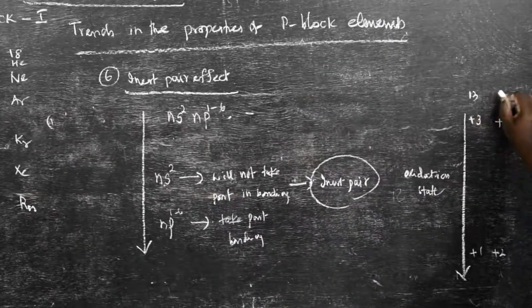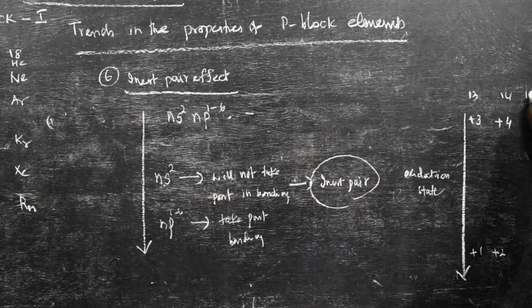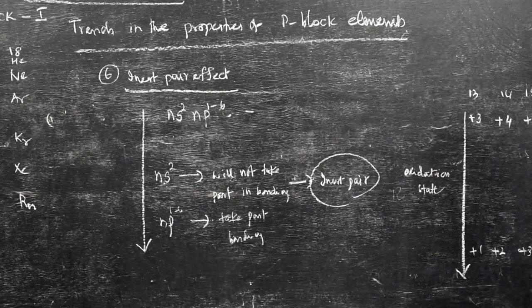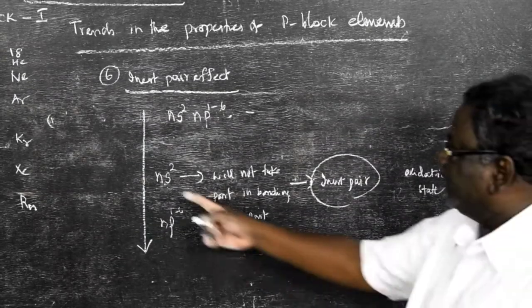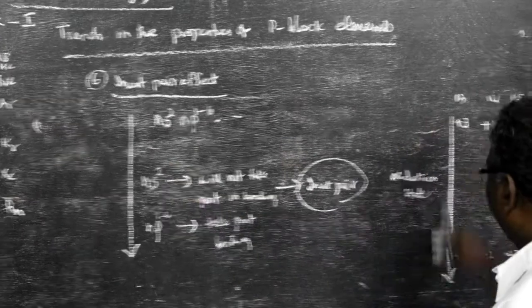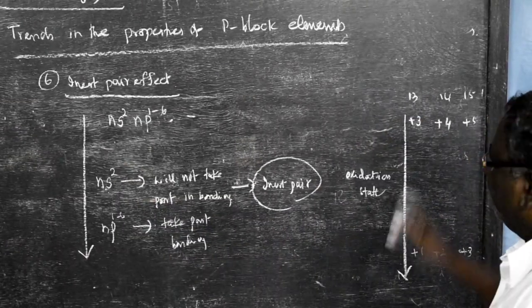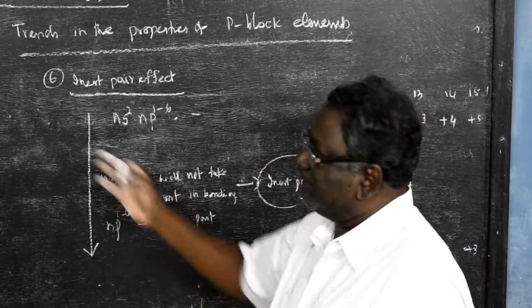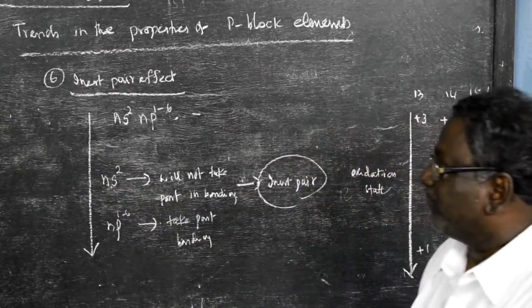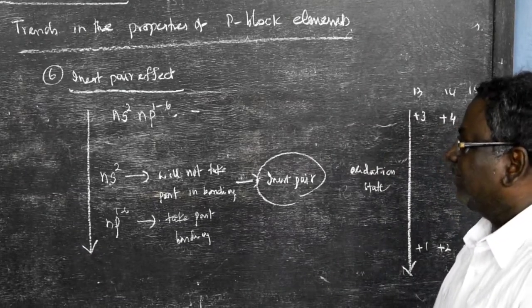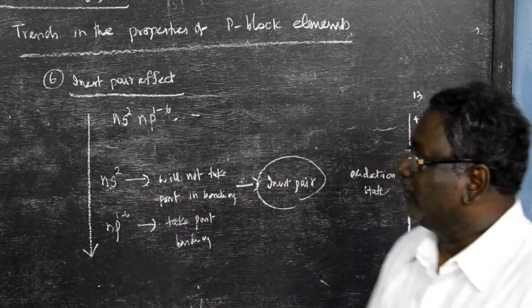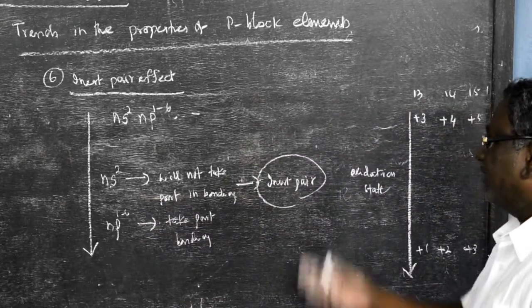This is in the 13th group, this is in the 14th group. In the 15th group, it changes from +5 to +3, right? These 2 electrons will not take part in the chemical reaction when you go down the group, because the ns2 electrons are very much attracted by the nucleus due to the poor shielding of the d electrons. Therefore, they are not allowed to take part in the reaction. Only np electrons will react. So that's called the inert pair effect.